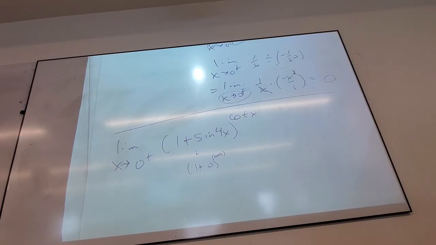So if you took 1.001 and you raised it to the 9,000th power, it's going to be bigger than you think.